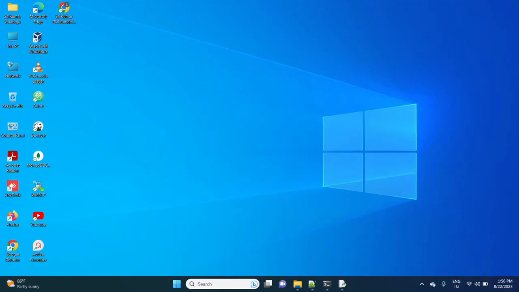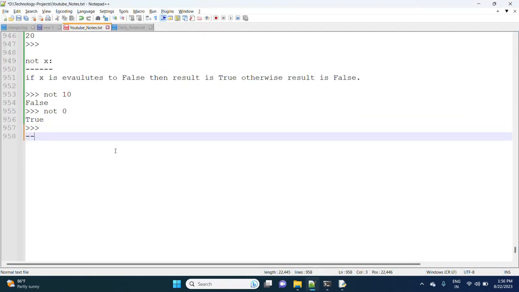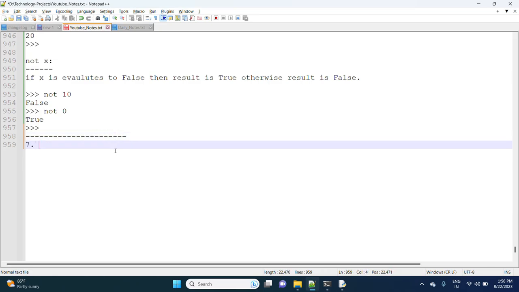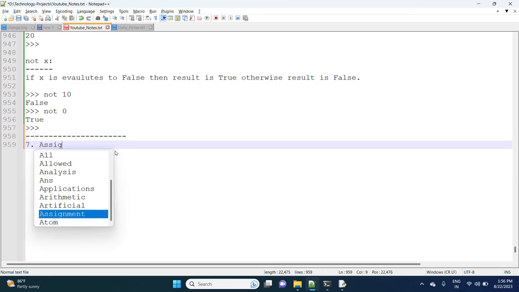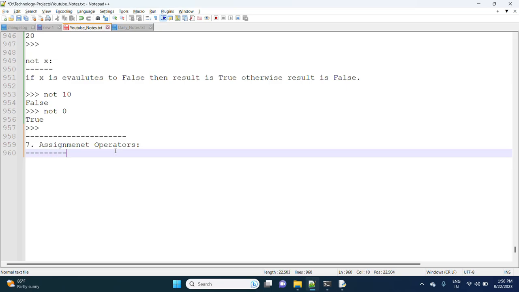Hi friends, in the last session we discussed the equality operators and the logical operators, right? So the next concept is assignment operators. Now our focus is on assignment operators.